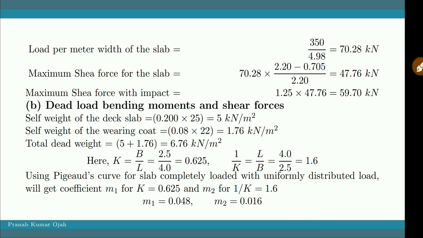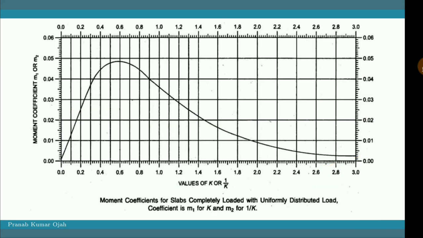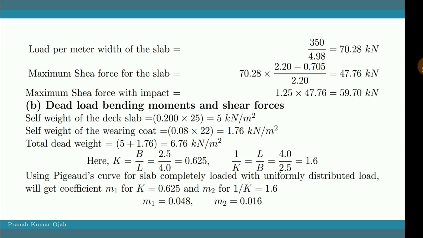Now we have to use Piggott's curve to get the values of M1 and M2. So this is Piggott's curve. Why am I using this different Piggott's curve? Because for the dead load, the load is uniformly distributed throughout the whole panel of the slab. So by following this curve, I can get the values of M1 and M2. How to get the values of M1 and M2? These things are already clearly discussed in the last video, so I shall put the video link in the description box.